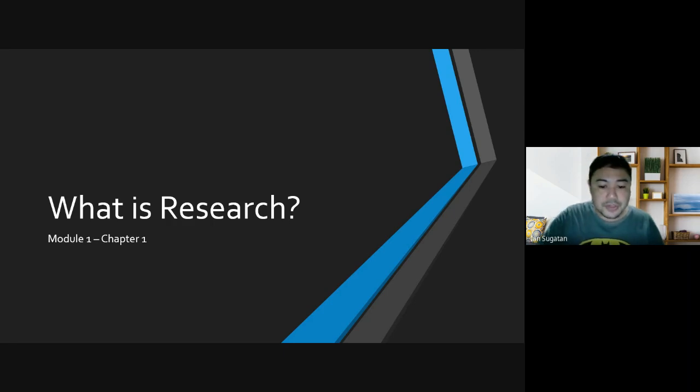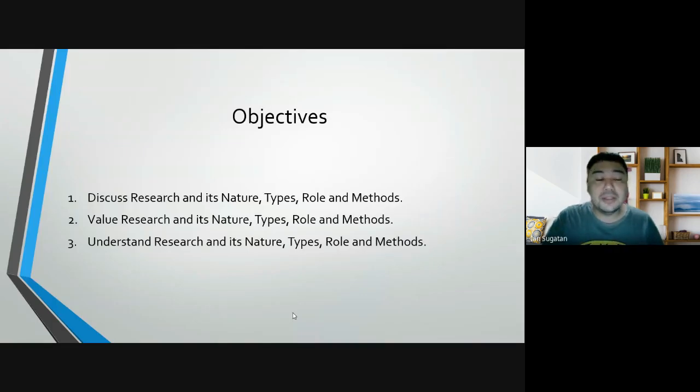So first things first for tonight. Our objective for tonight is, number 1, discuss research and its nature, types, role, and methods. Number 2, value research and its nature, types, roles, and methods. And number 3, understand research and its nature, types, roles, and methods.